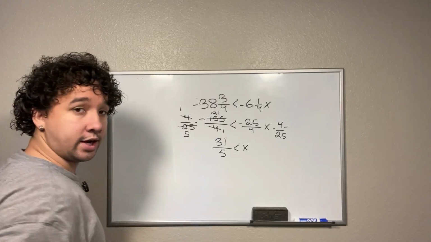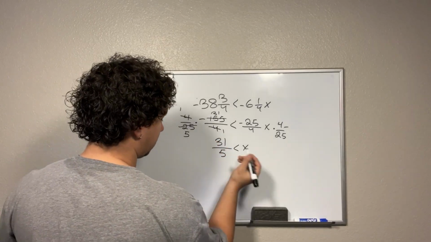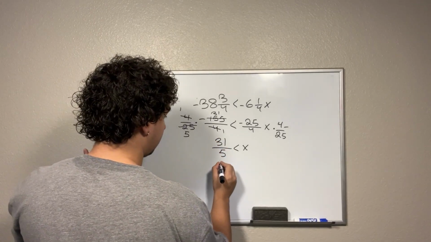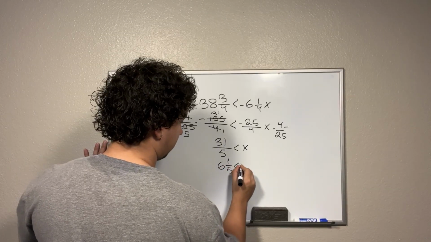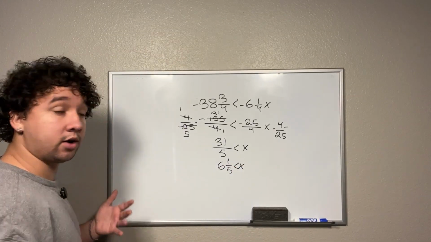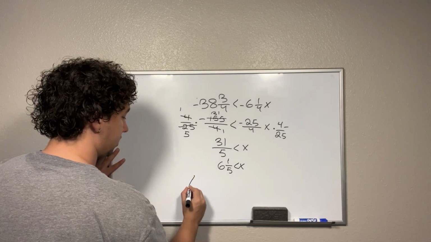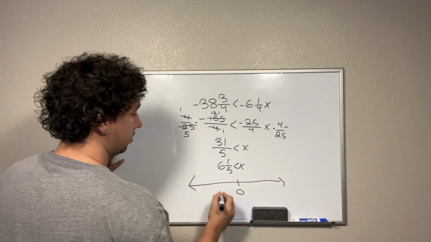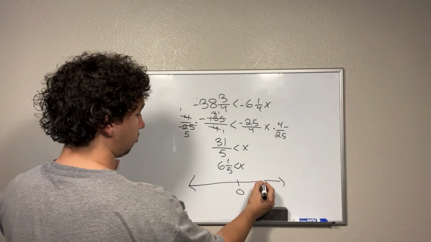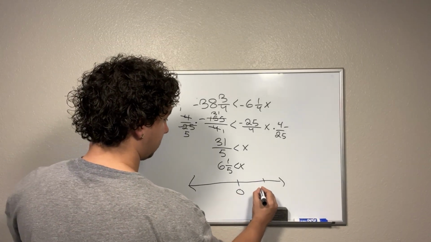We can change this into a mixed number if you wanted to. 5 goes into 31 6 times with 1 remaining. Doesn't really matter. Main thing here now is my number line. So I'm going to put my 0. Well, 6 1/5 is going to be somewhere out here. So let's just put 31/5 here.